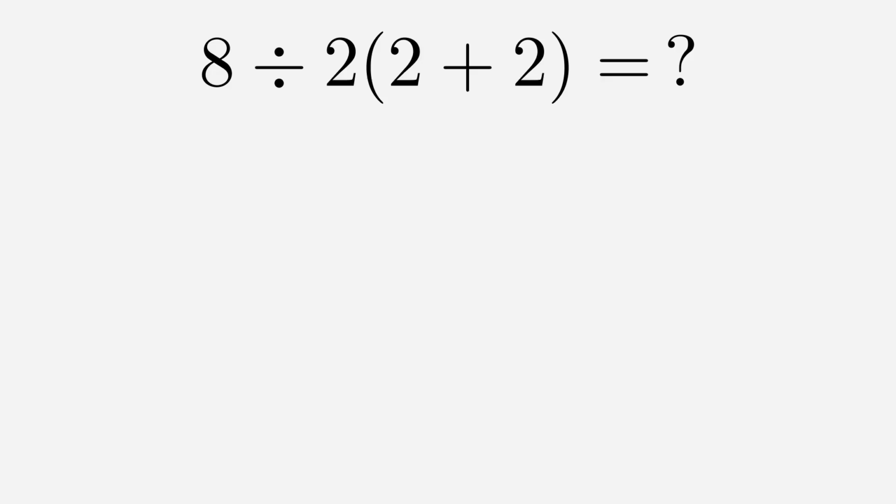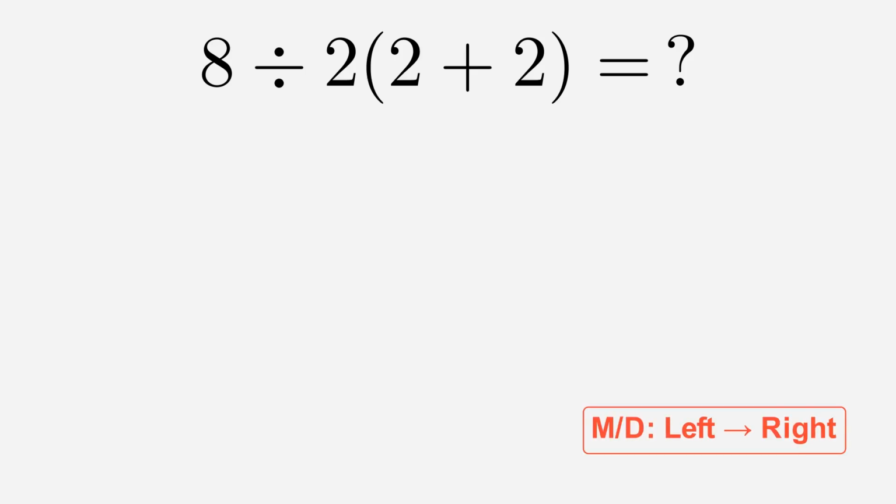2 plus 2 is 4. Now you've got 8 divided by 2 times 4. And here's where the war starts. Some people say 2 times 4 is 8, so 8 divided by 8 equals 1. They treat that 2 times 4 as a single unit. But they're wrong. Once the parentheses are done, the 2 is not glued to the 4. You have division and multiplication at the same level, which means you go left to right, period.